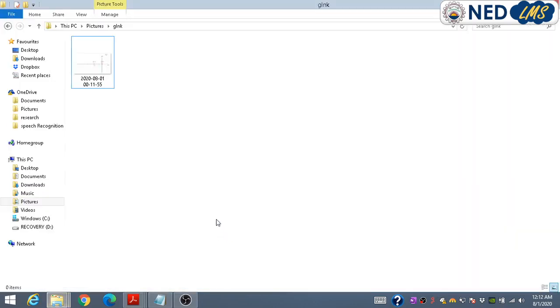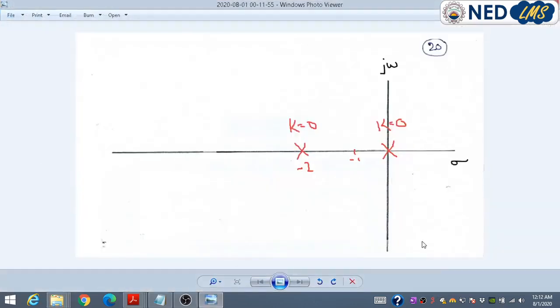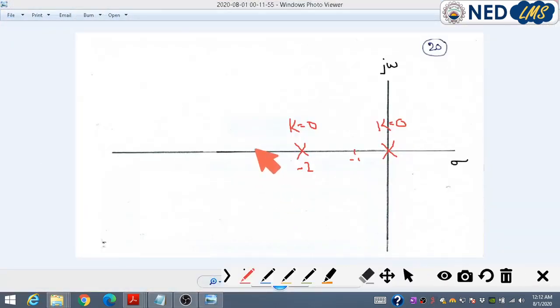So again, come to the root locus plot. The next thing is to map the system zero, where the controller gain is equal to plus minus infinity.